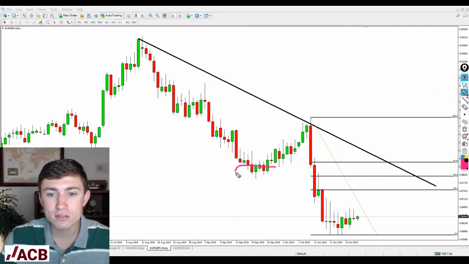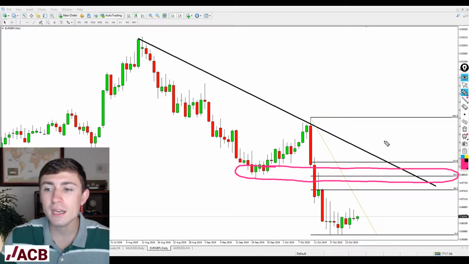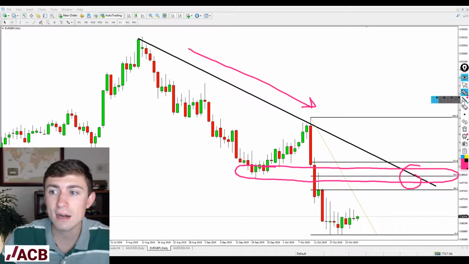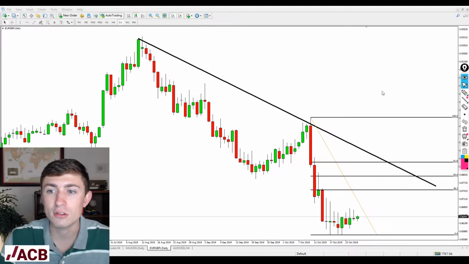We have previous structure to the left, and we also have that nice 50% retracement in combination with that downward trend line, right? So that's three factors that could be in our favor if price decides to retrace there. Just something to look out for coming into this week.